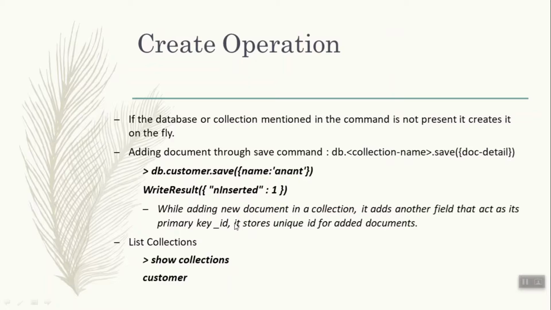While adding a new document in a collection, it adds another field that acts as the primary key, the ID, and it stores a unique ID for added documents. So in our DBMS, we had to define a primary key and then give the value. But in MongoDB, we need not give any specific value for the primary key. MongoDB itself inserts the primary key column, and it gives a unique ID for every document.